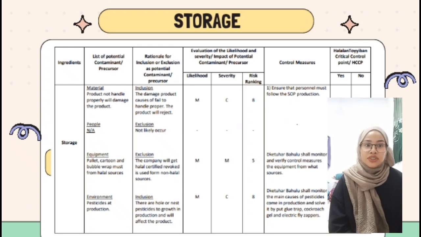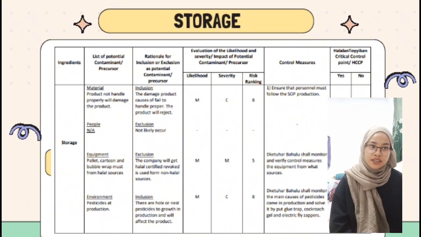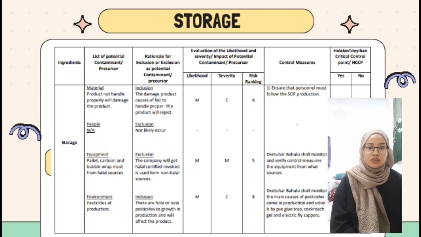And environment, pesticide at production. Inclusion, there are whole or nest pesticide to grow in production and will affect the product. So likelihood is M, moderate, severity is critical, and the ranking is A. Diketahui bahawa shall monitor the main causes of pesticide coming in production and solve it by putting glue trap, cockroach tail, and electric fly zapper. So for all 3, the halal critical control point, the risk is no.